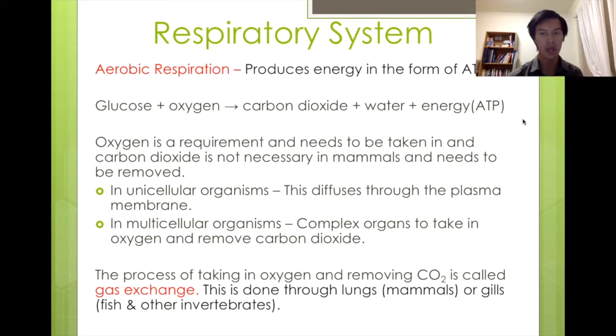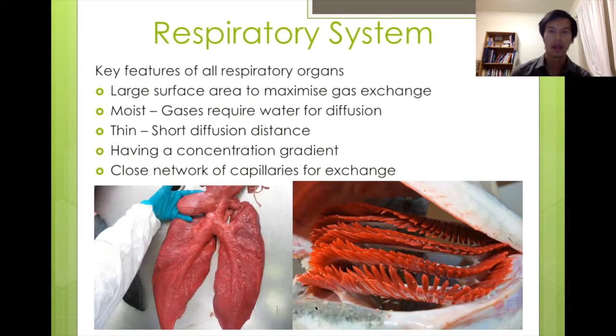Okay, because oxygen is required, it needs to be taken in, and carbon dioxide is a waste product and needs to be removed. So once again, in unicellular organisms, this happens through the plasma membrane, but in multicellular organisms, it needs to be done through a specific organ, right? And so that whole process of taking in oxygen and removing carbon dioxide is called gas exchange. Okay. So gas exchange here is done through the lungs of mammals or the gills of fish and other invertebrates.